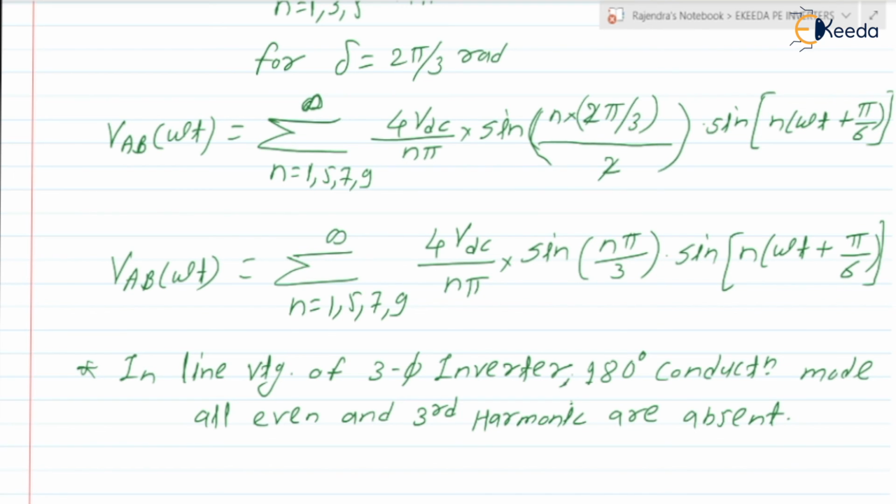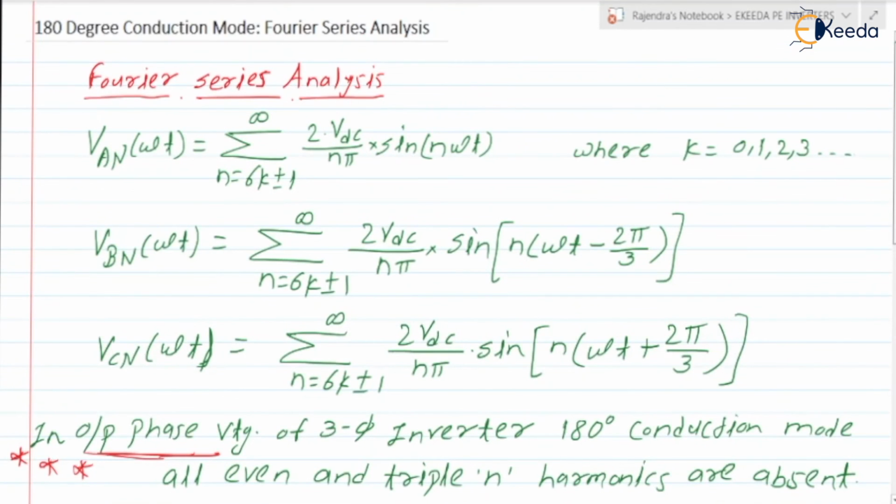Therefore if you compare the wave shapes of phase voltage and line voltage, the phase voltage waveform is a stepped wave, and it will be closer to the sinusoidal waveform compared to the line voltage waveform, which is a quasi square wave. So this is the discussion on Fourier series analysis of line and phase voltage of the three-phase inverter in 180-degree conduction mode and the harmonic contents. In the next video we are going to discuss the 120-degree conduction mode three-phase inverter.